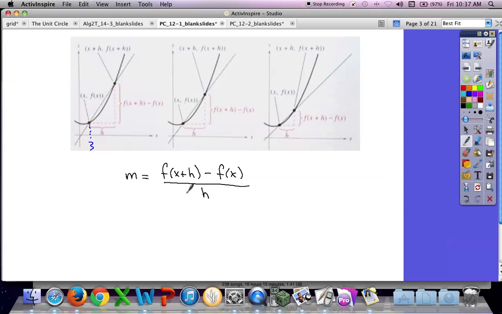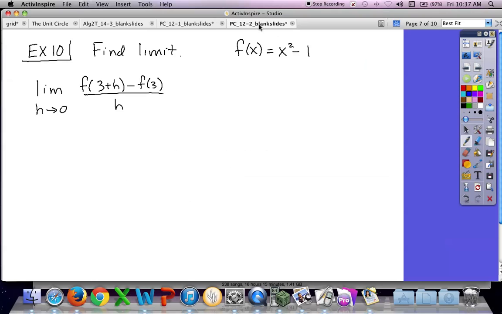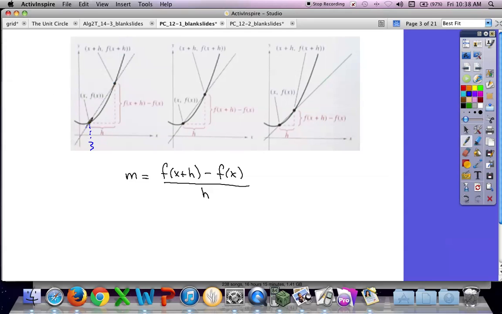Right? The only difference in this problem that we're doing right here is that for x, they're saying x is 3. We're trying to find the slope at the point x equals 3. So if you look back, that point is 3, which is fine. I personally don't like it. I prefer to just do x plus h, but 3 plus h will work too.